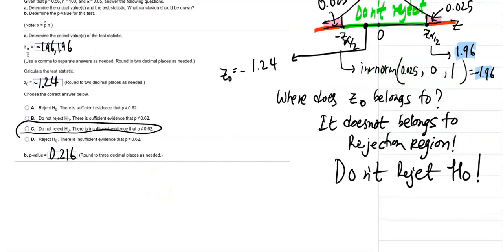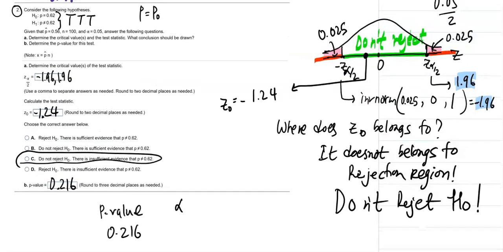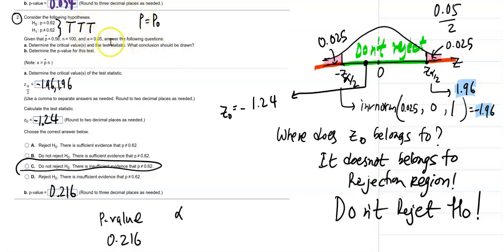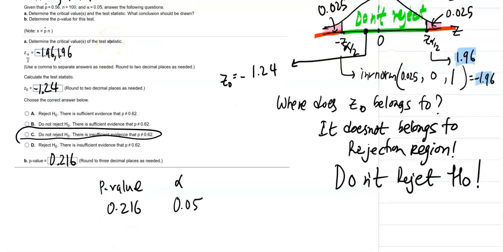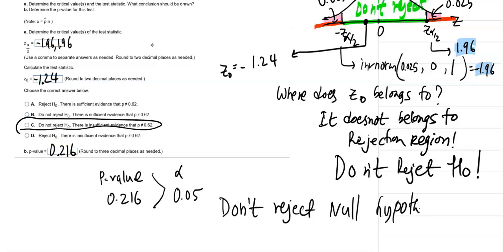Also you look at the p-value. Let's see the p-value method. The p-value is going to be 0.216. The alpha level of significance here is 0.05. So the p-value is greater than alpha. Since the p-value is greater than alpha, you do not reject the null hypothesis. There are two ways to do it. So that's question number 2.